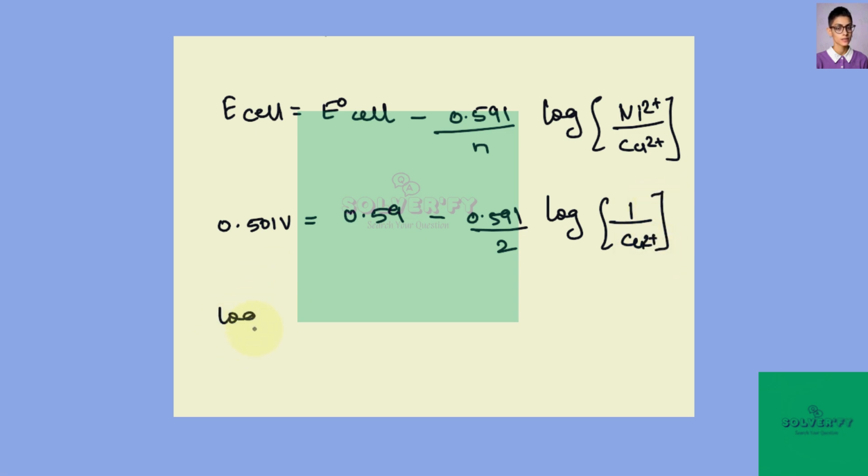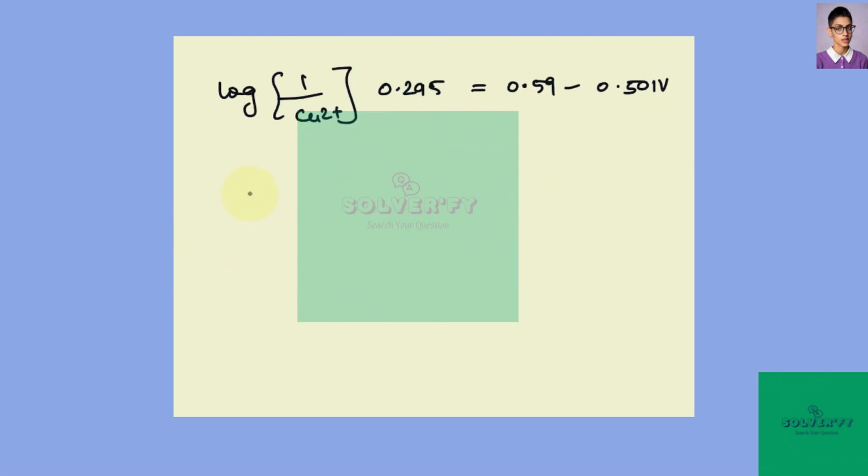Solving this, we have log of 1 upon copper 2 plus ion into 0.295 is equal to 0.59 minus 0.501 volt. So here we have minus 0. Here we know that the log of 1 is equal to 0. Therefore, 0 minus log of copper 2 plus ion is equal to minus 0.295. Log of copper 2 plus ion is equal to 0.089.